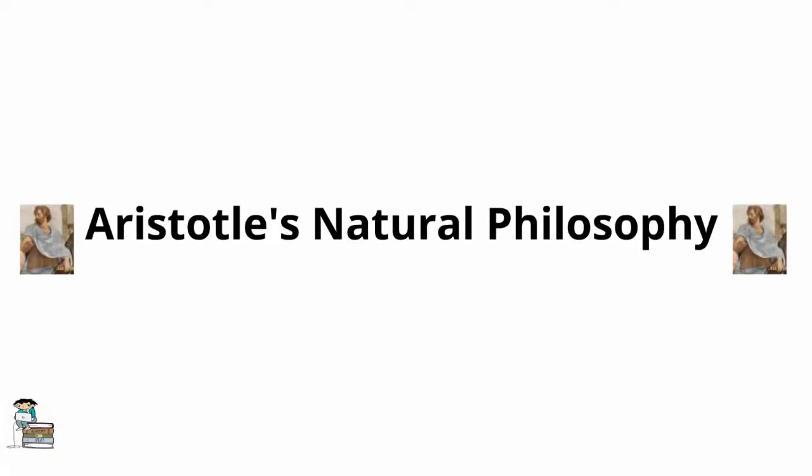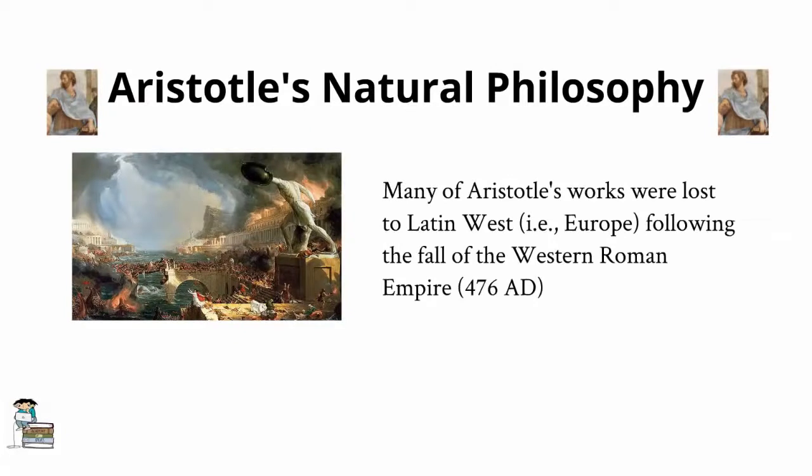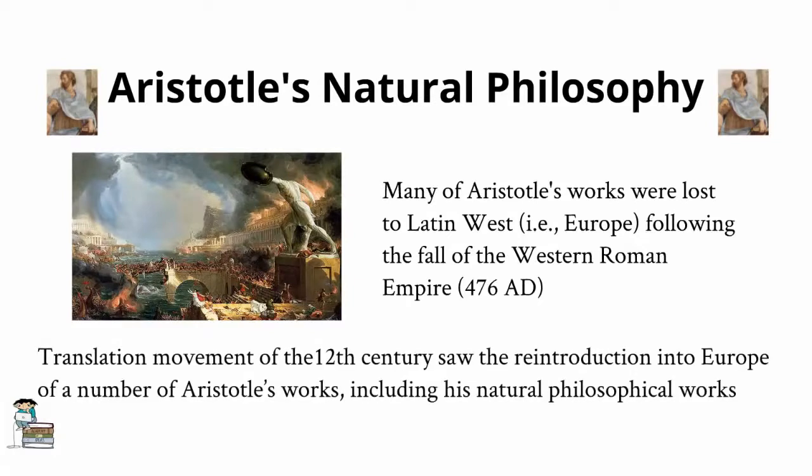To understand why the abandonment of Aristotle's system is seen as such a momentous event in the history of science, it will be beneficial to briefly examine the impact it had on the natural philosophy of the Middle Ages. Soon after the fall of the Western Roman Empire in the 5th century AD, Aristotle's works on natural philosophy became largely lost to the Latin West. However, beginning in the early 12th century, a great translation movement commenced, which saw the reintroduction into Europe of many ancient Greek texts from Arabic and Byzantine sources. Included among these were many of Aristotle's works on natural philosophy.